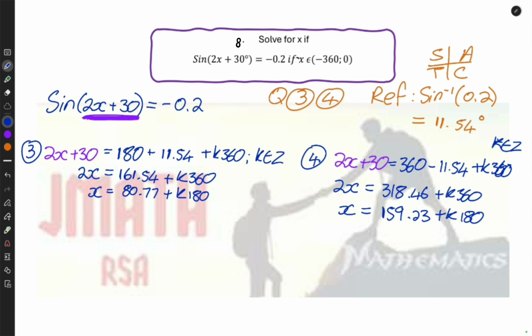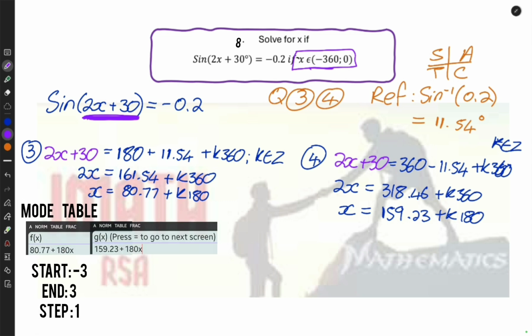Okay, so normally if they just asked me solve for x or get the general solution, I would stop there. But this time they have an extra little bit to the question where they say, but 2x was an element of minus 360 to 0. So I then need to go a bit further and just type that in my calculator. So I would always advise use the table method on the calculator and type in the left part as your f(x) and the right answer for g(x).